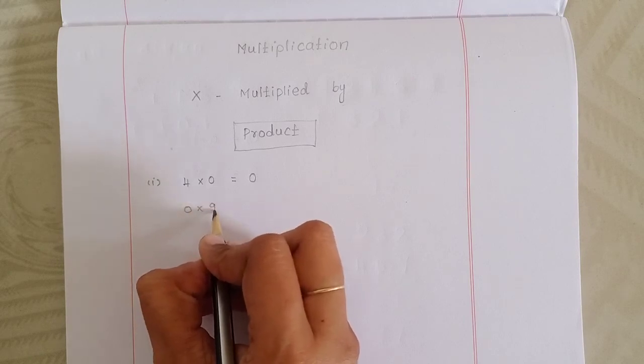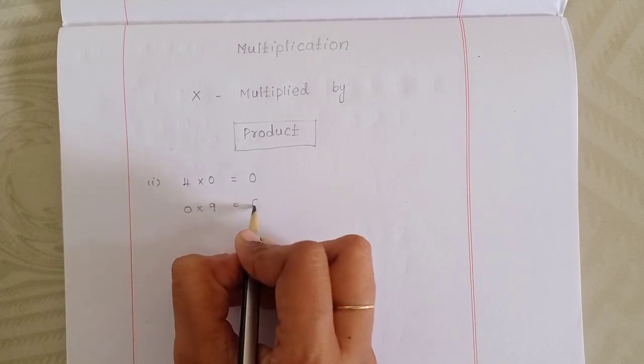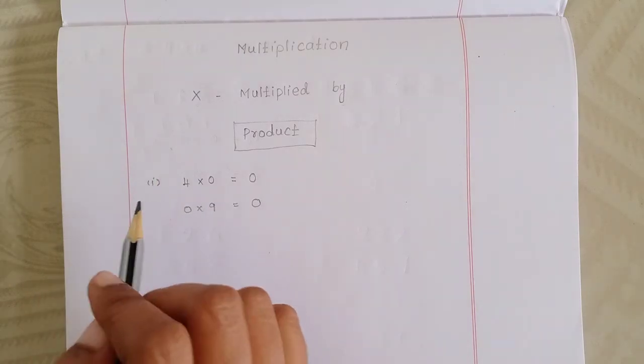0 multiplied by 9 is equal to what will come? 0. Okay, this is property number 1.